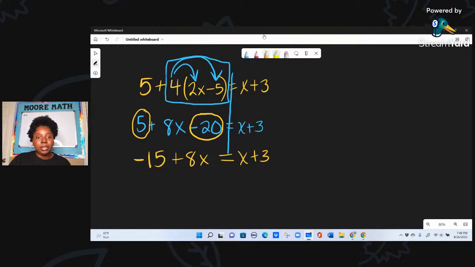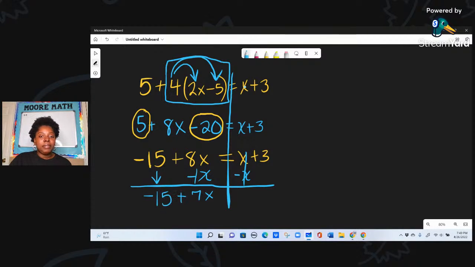All right, it's looking a little prettier, kind of, sort of. Now I'm going to move this negative 15 over near the 3, and I'm going to move this x to the left side. Let's do it one at a time. To get rid of this positive x, I'm going to subtract x. On this side, 8x minus x is 7x. Remember, there's a 1 here, even though I don't see it. We have negative 15 plus 7x equals 3.